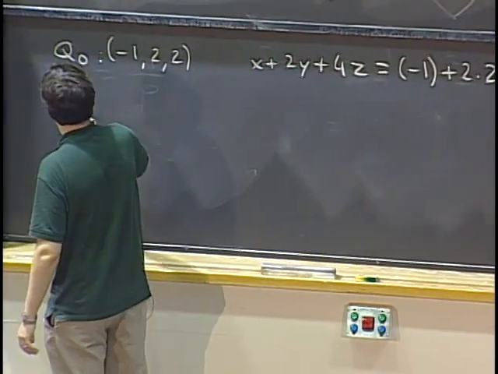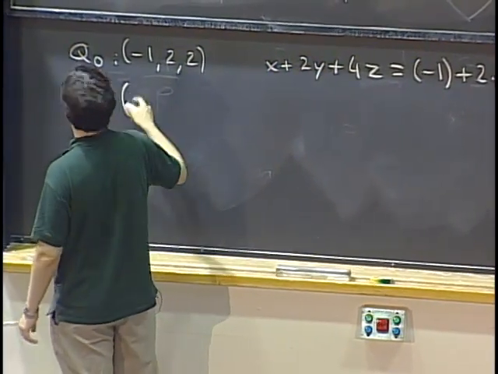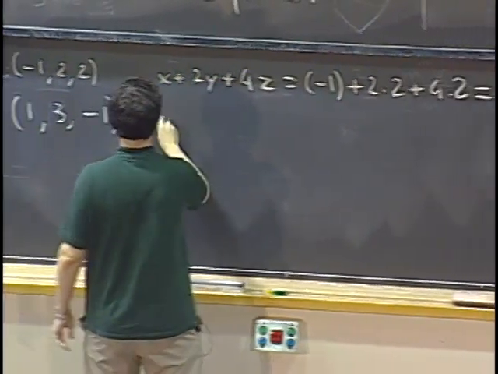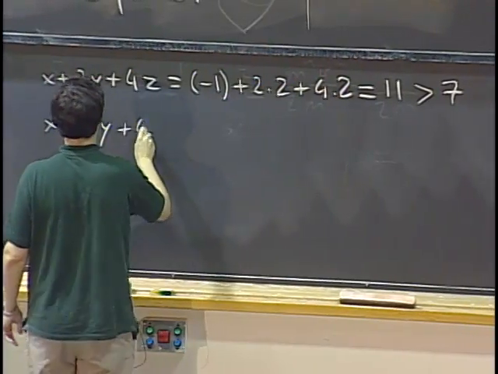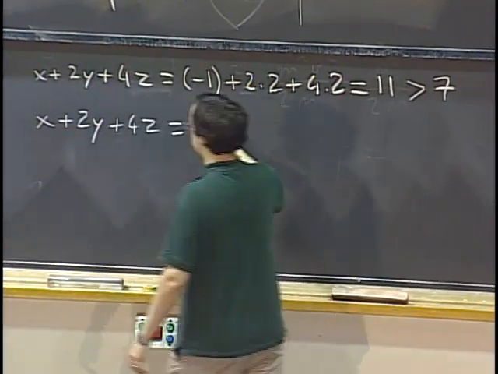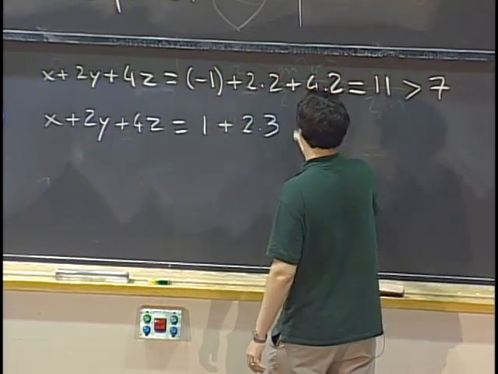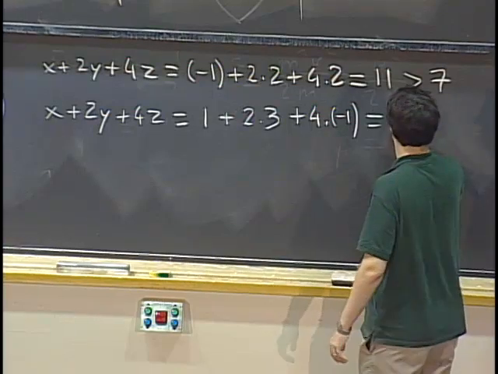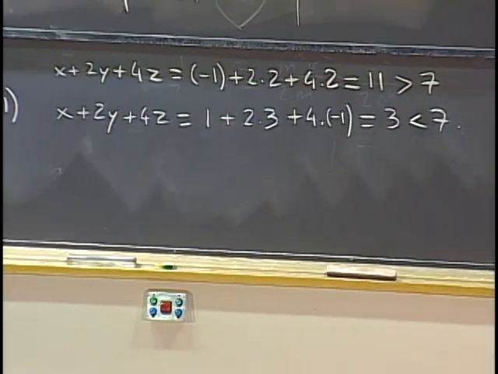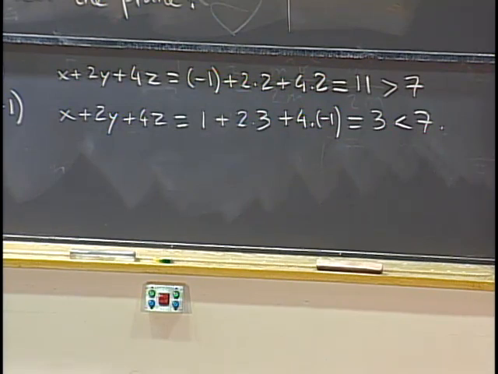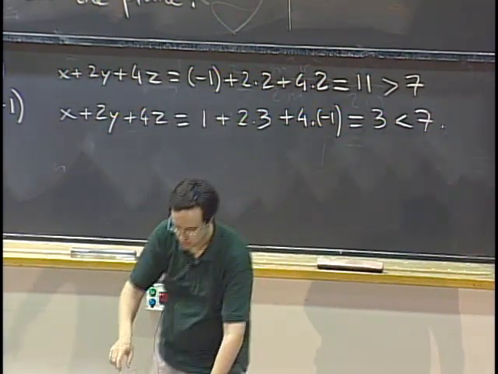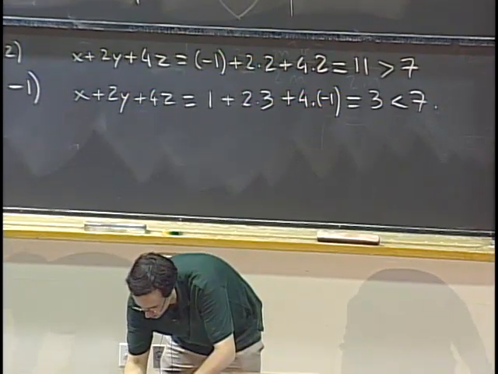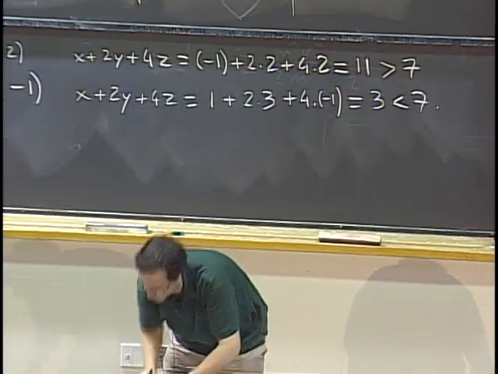Let's try again with Q1, (1, 3, -1). Well, if we plug that into x + 2y + 4z, we'll have 1 plus 2 times 3 makes 7, but we add 4 times -1, we end up with 3, less than 7. Well, that one is not in the plane either, so I don't think the answer should be number 3. So let's get rid of answer number 3.